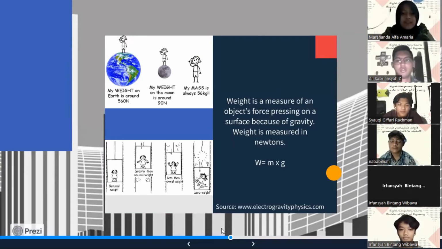So in the basics, of course, mass and weight are two different things. The difference between mass and weight is that mass is the amount of matter in the material, whereas weight is a measure of how the gravitational force acts on the mass.